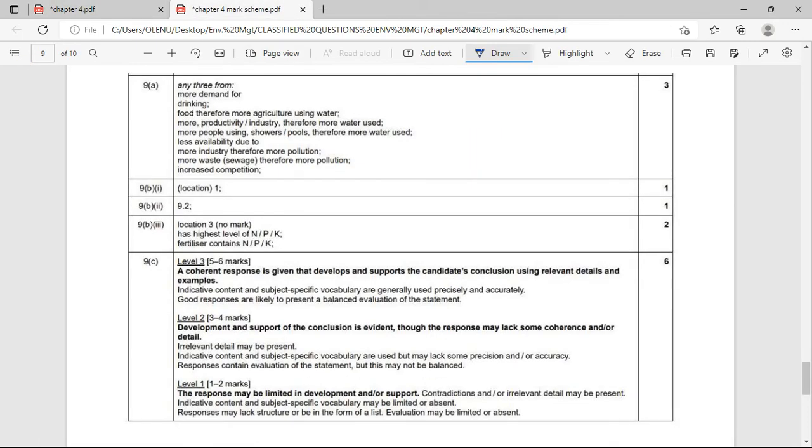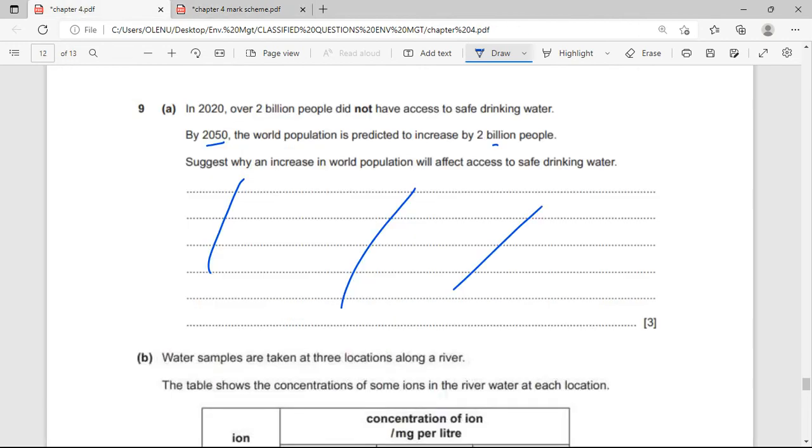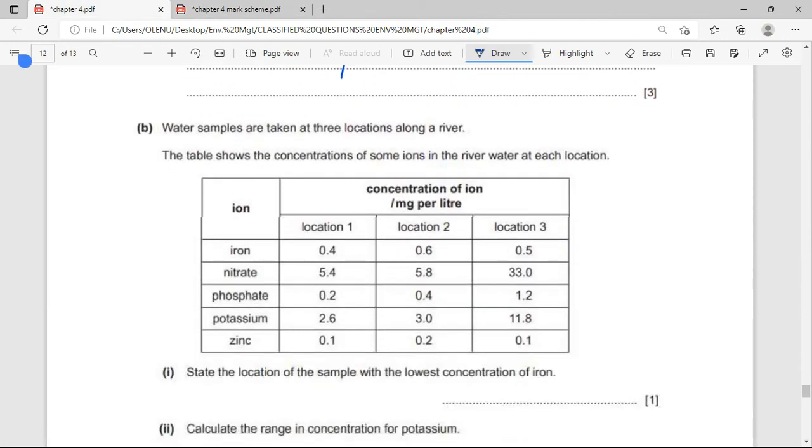If you look at the mark scheme, you find out that more demand for drinking is domestic use. Food, therefore they need water, will be used for more agriculture. Water will be used for more industries. People will use water for domestic use, for example showers and pools. More industries means more pollution, because as you have more industries there'll be more waste and an increase in competition. So all that will affect the access to water in these locations. So this question and that question are the same thing. You just need to know how to interpret it.